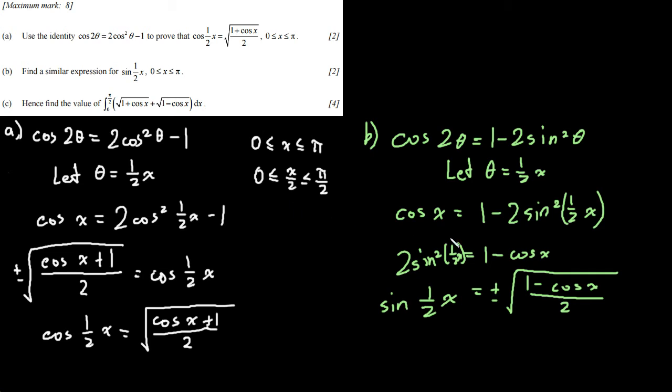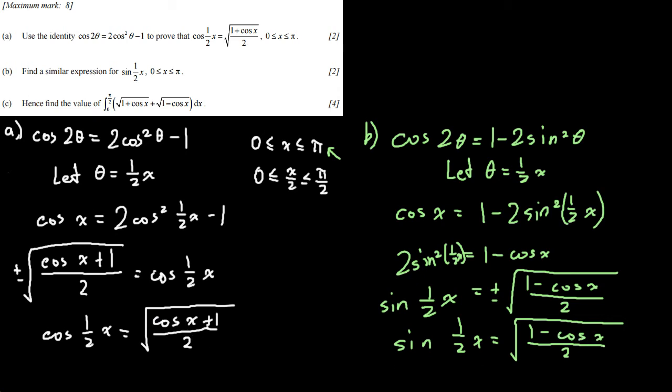And we have the same interval here. X is between 0 and pi, so x over 2 is between 0 and pi over 2. And sine from 0 to pi over 2 is positive, and so we can ignore the negative once again. And we'll have an expression for sine of half of x, which is similar to the expression for cos of half of x. It's just that here there's a plus 1, here it's a positive cos of x, and here's a negative cos of x.